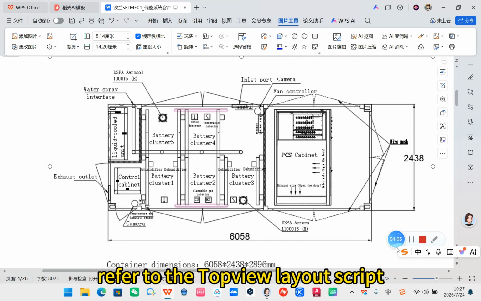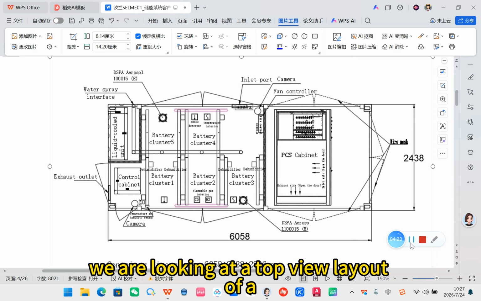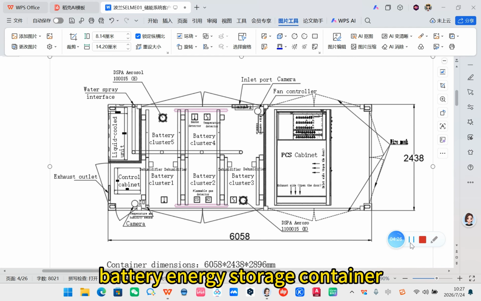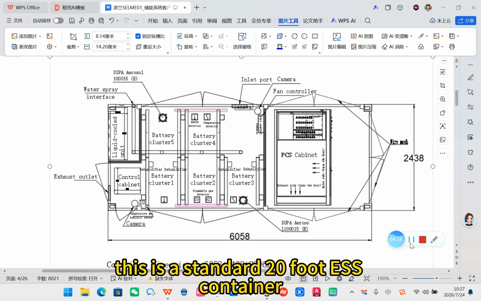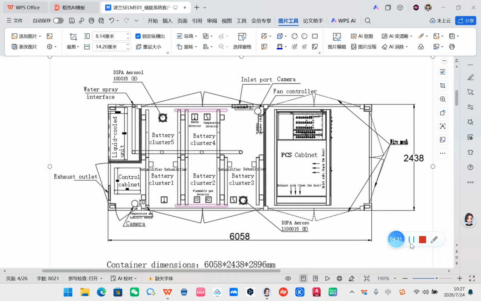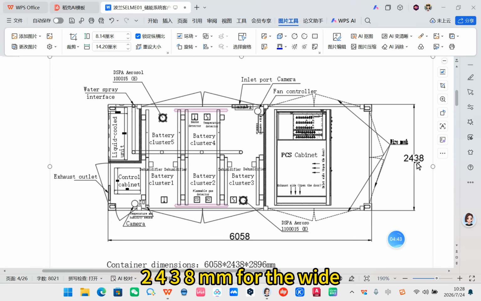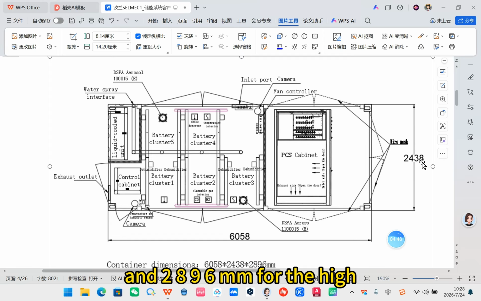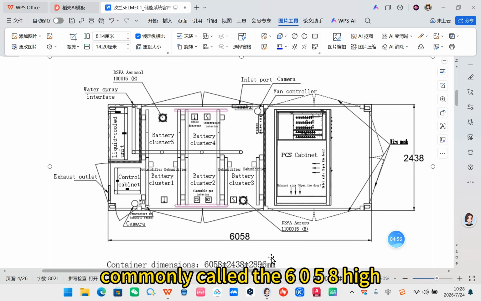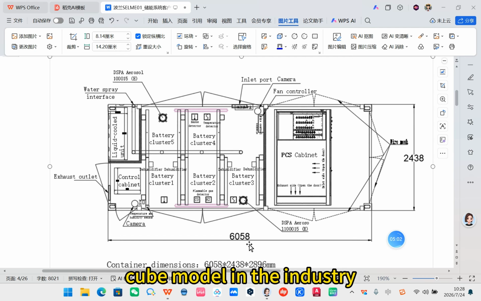Refer to the top view layout. We are looking at a top view layout of a battery energy storage container. This is a standard 20 feet ESS container. External dimensions: 6058 mm for the length, 2438 mm for the width, and 2896 mm for the height, commonly called the 6058 high cube model in the industry.